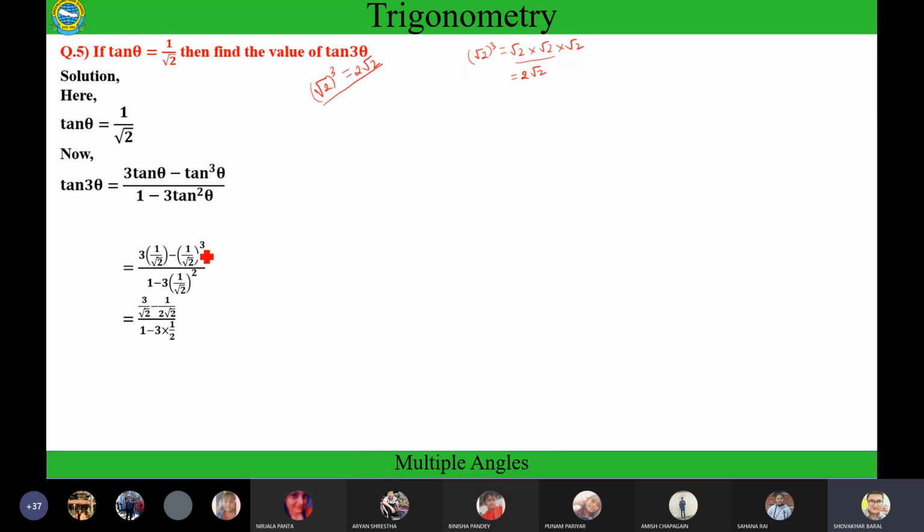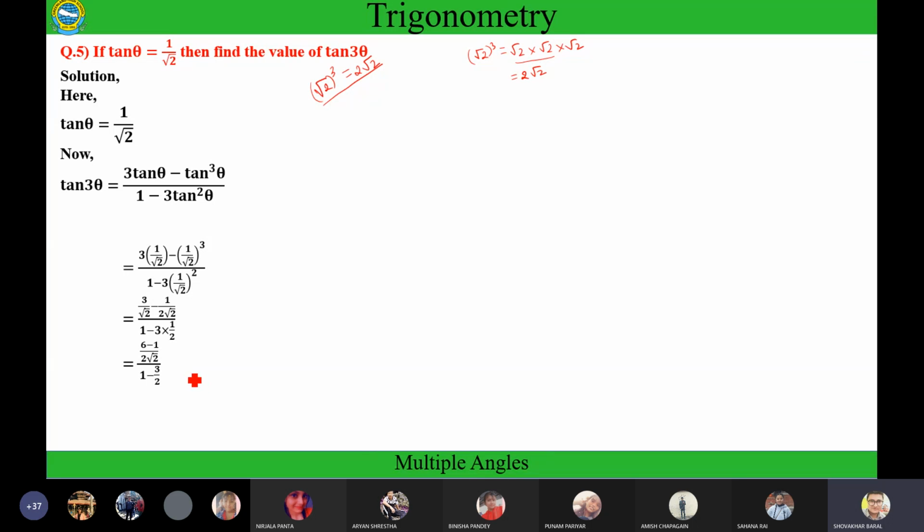So 1 by square root 2 cube is equal to 1 by 2 square root 2, and it will be, after taking the LCM, 3 by square root 2 minus 1 by 2 square root 2. Square root 2 and 2 square root 2, you can take the LCM. So the LCM is 2 square root 2; this root 2 will cancel this root 2. So 3 times 2 is 6, 6 minus 1 by 2 square root 2.